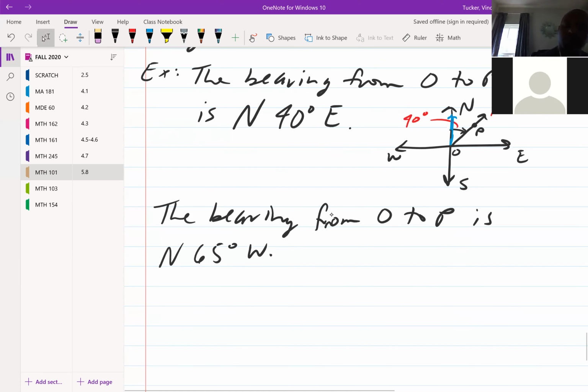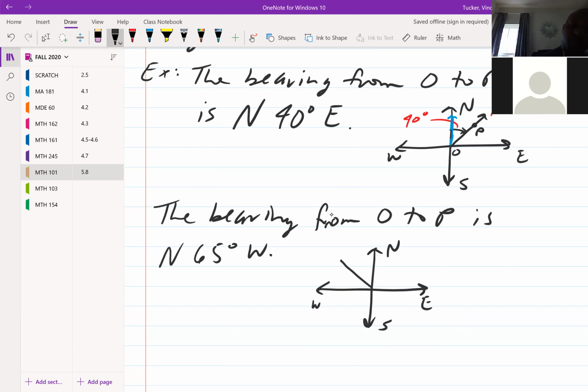So another one. Let me draw it first. All right, so this one, north 65 degrees west. So that's 65 degrees, and it's going to the left from your north. All right, let me draw another one.